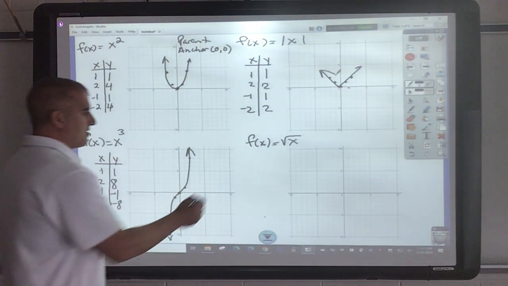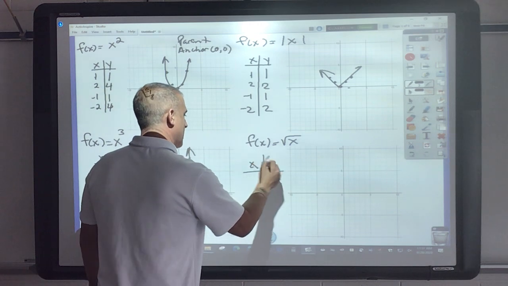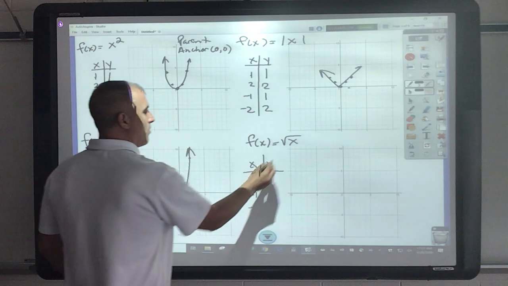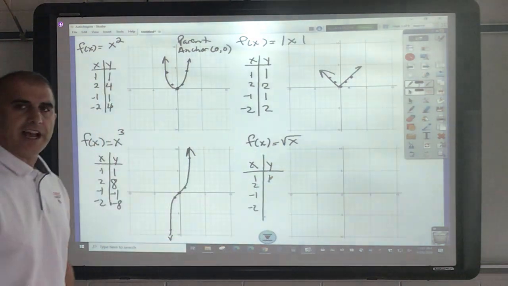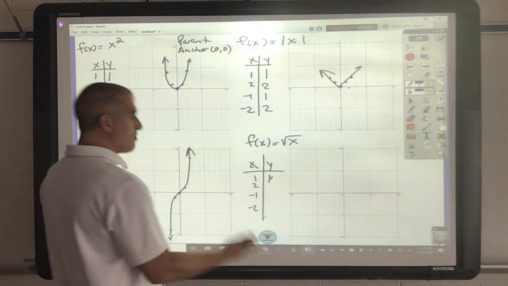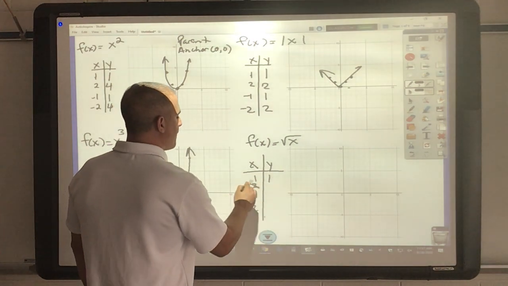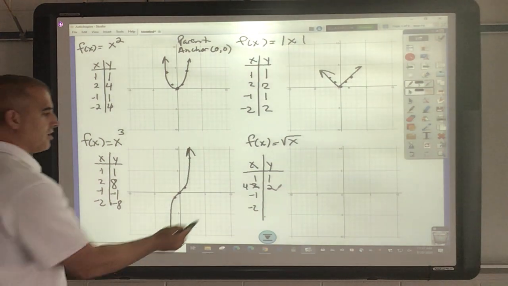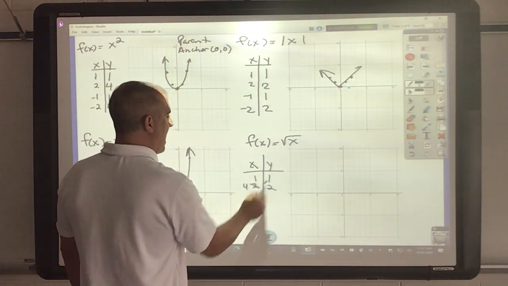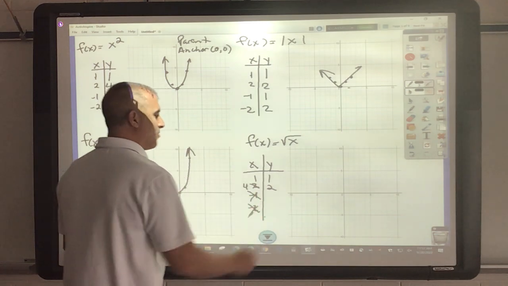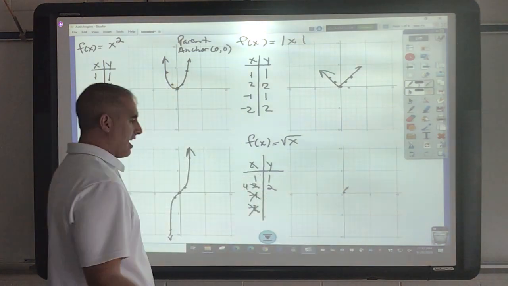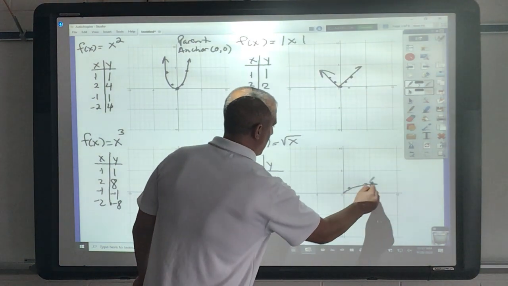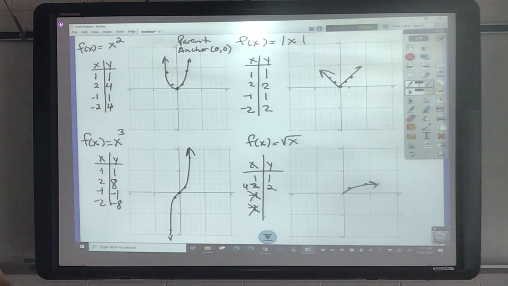Now, for the square root function, if I were to use those same values, the square root of 1 is 1. The square root of 2 would be a decimal, so that doesn't help us. The square root of 3 would be a decimal. The square root of 4, though, would give a result of 2. So that would be 2 points that I could use. I can't have a negative under the square root, so those are out, because I get the imaginary number set. So 1 over, 1 up, 4 over, 2 up. This is what your graph looks like.